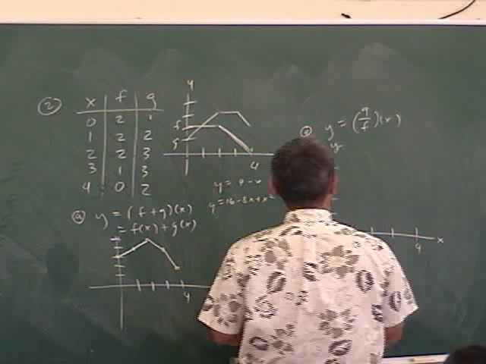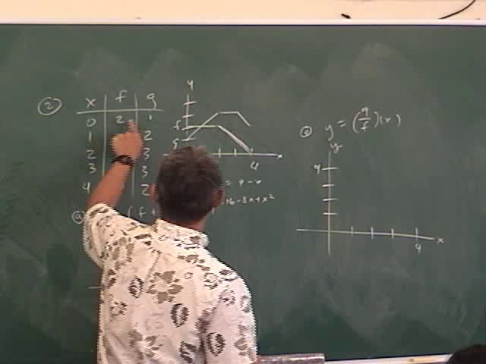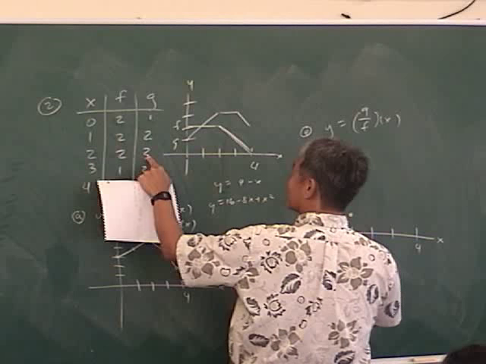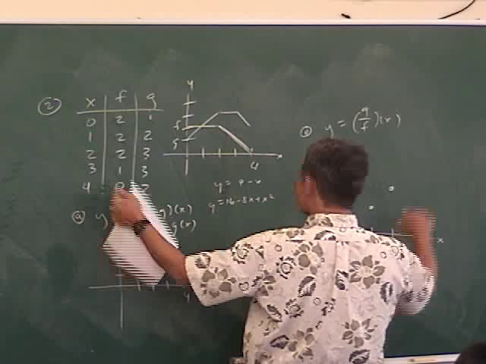Okay, if you take the y coordinates of G and divide it by f, what do you get? 1 divided by 2, 1/2. It's a half. 2 divided by 2. 3 divided by 2. 3 divided by 1. 2 divided by 0 is undefined.